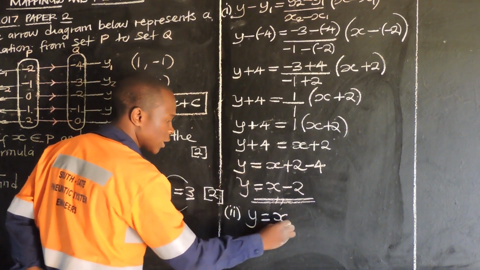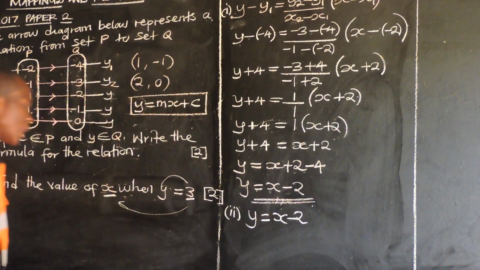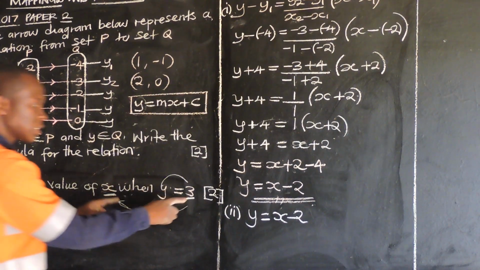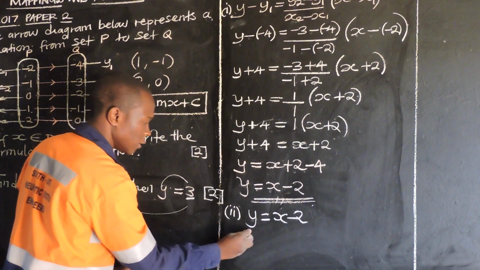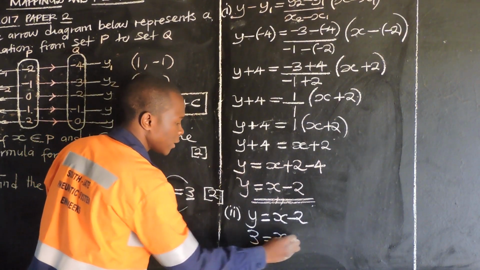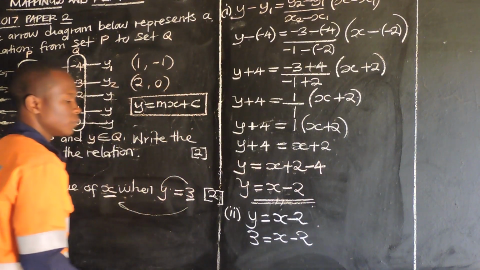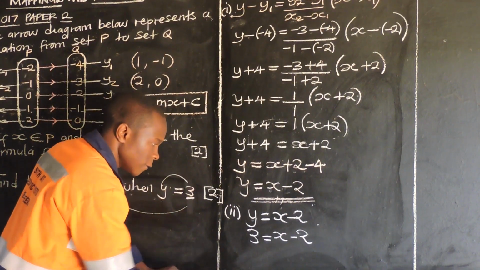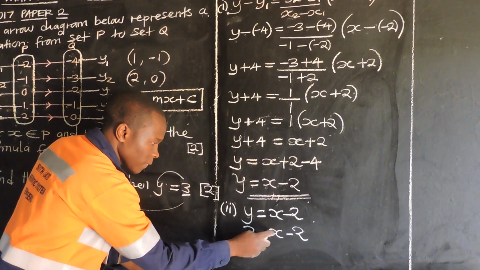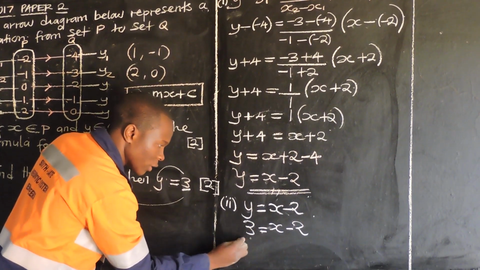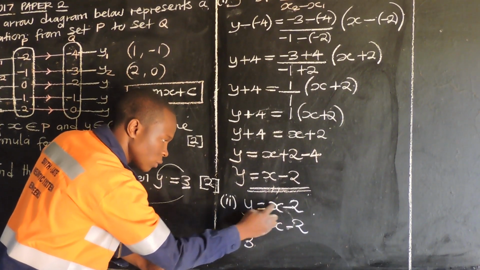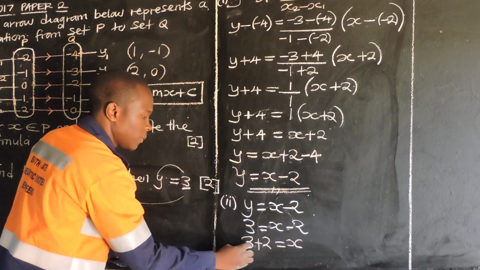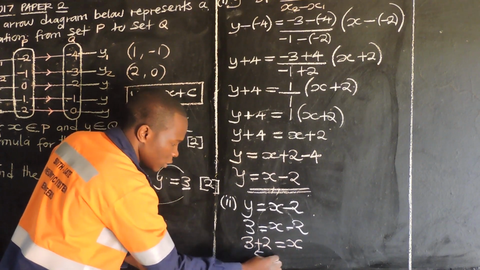Y is equal to x minus 2. Then where there is y, you put 3 to find x. You just substitute. Where there is y, you put 3 is equal to x minus 2. Then since we are making x the subject, this one is going to become this side. So we're going to have 3, this one is negative, it's going to become positive 2 is equal to x. So 3 plus 2 get 5. 5 is equal to x.